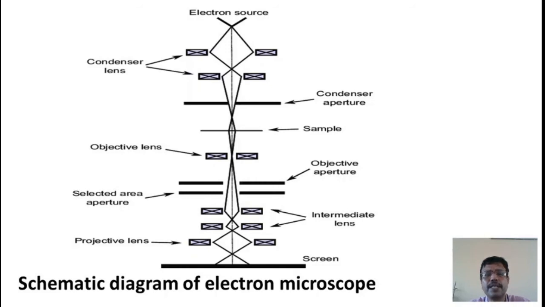Where are the electrons generated? The electrons are generated from the electron gun, pass through the magnetic condenser lens, and are made to fall on the specimen, and we get a magnified image of the specimen.